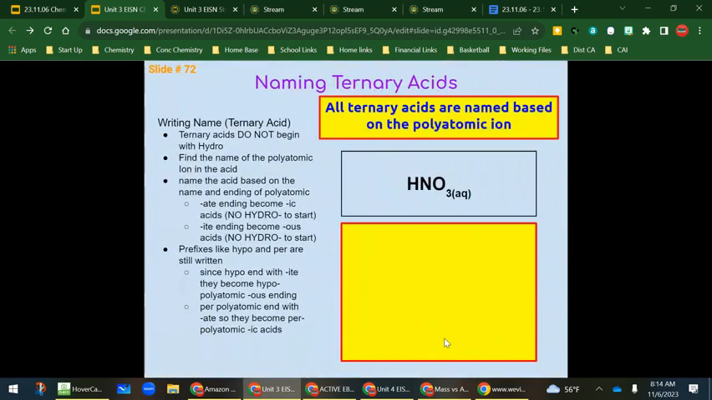So what is NO3? Nitrate. On the back of your periodic table, NO3 is nitrate. So as an acid, what would this become? Nitric acid. An ATE ending becomes an ic acid. Nitric acid. No hydro in front because it is not binary. It has a polyatomic in it. Questions?